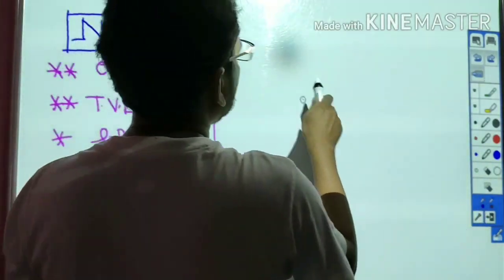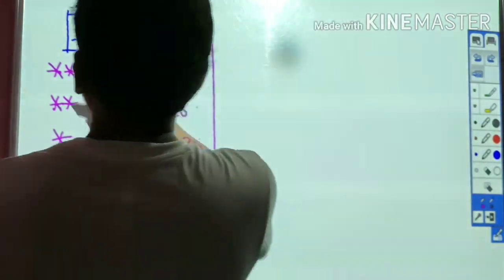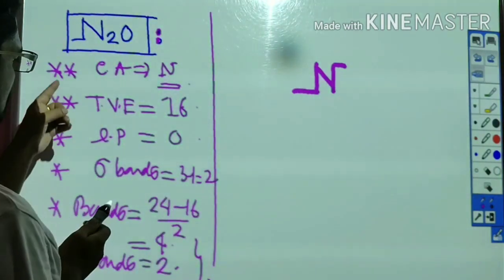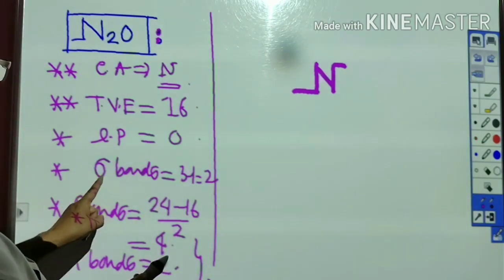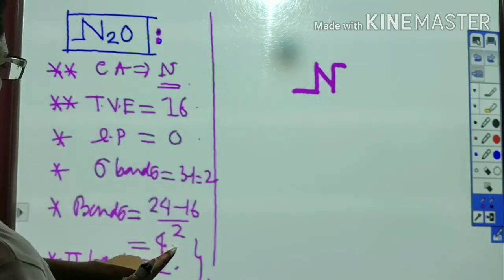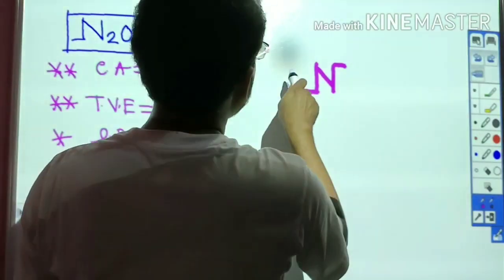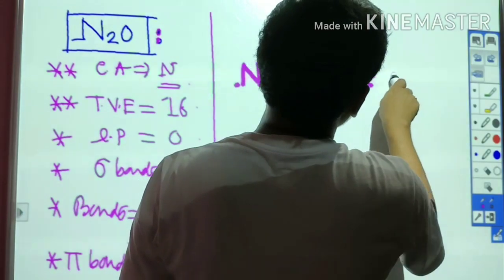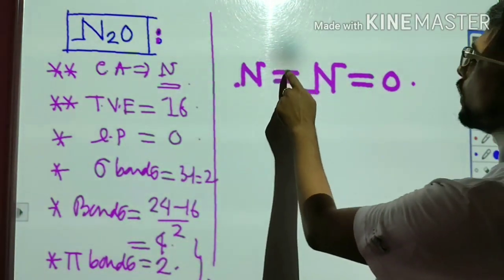It will be the Lewis structure. Okay, nitrogen central. From 2 sigma 2 pi, 24 minus 16 divided by 2, so 3 minus 1, 2 sigma 2 pi. So 2 sigma 2 pi, that will be one structure. So total 4 bonds, 1 2 3 4.